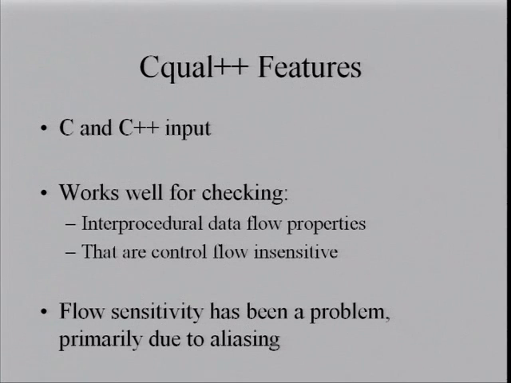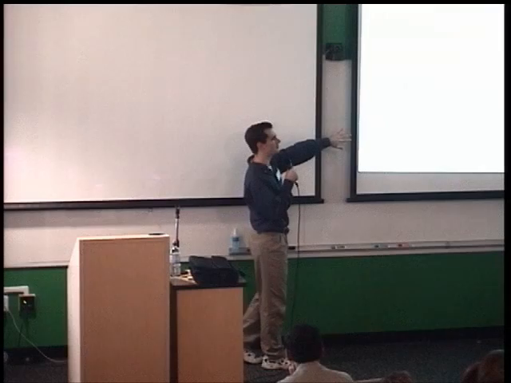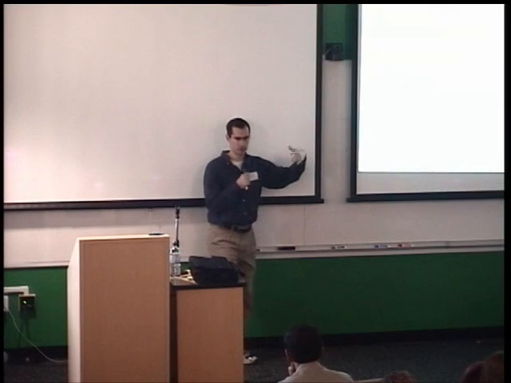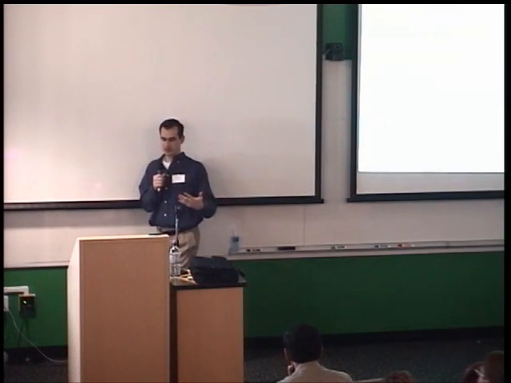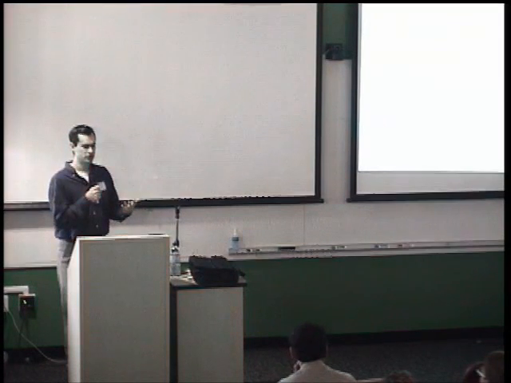The main features of Cqual++ are that it does interprocedural data flow. It is control flow insensitive. And there's been some work to try to add flow sensitivity, like being able to do protocol checkers like open followed by close. So far, this has been a problem. This has not worked out as well as it could.